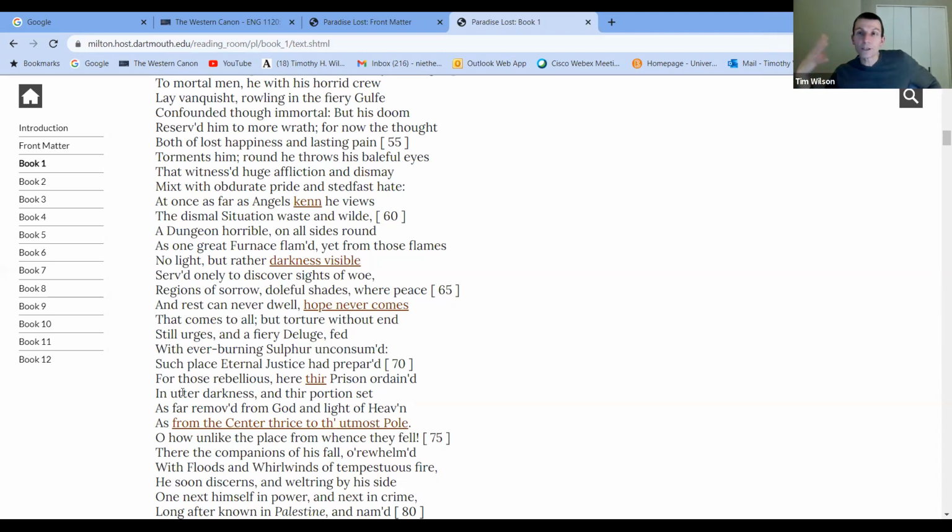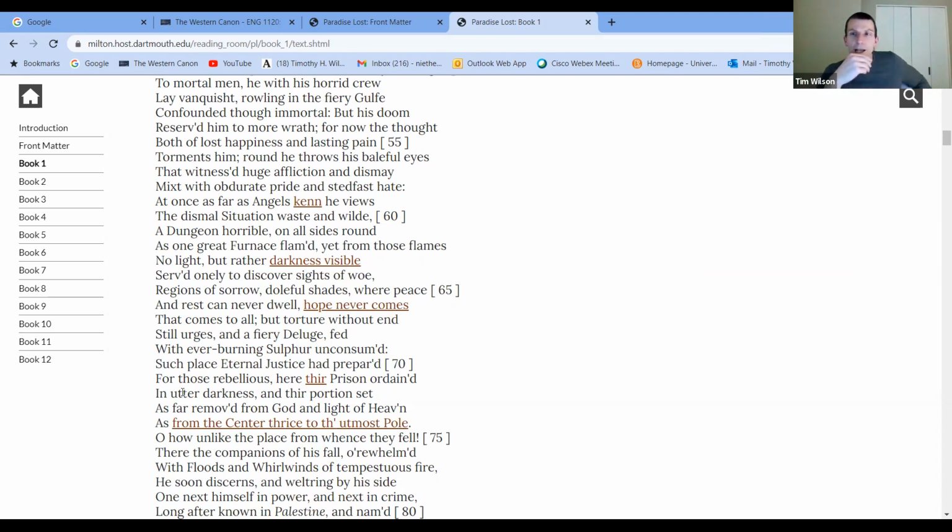So he looks around with his baleful eyes. He's got these big, sorrowful eyes, and he's looking around and he sees sights of the pain mixed with anger and pride of himself, but also of his peers who fell with him. And then this notion of darkness visible that I mentioned, right? Regions of sorrow, and again, this notion of no hope coming. Why? Everything about the description shows you why there's no hope coming.